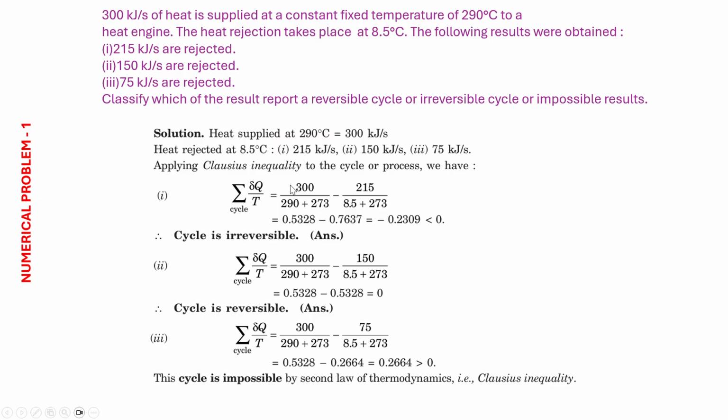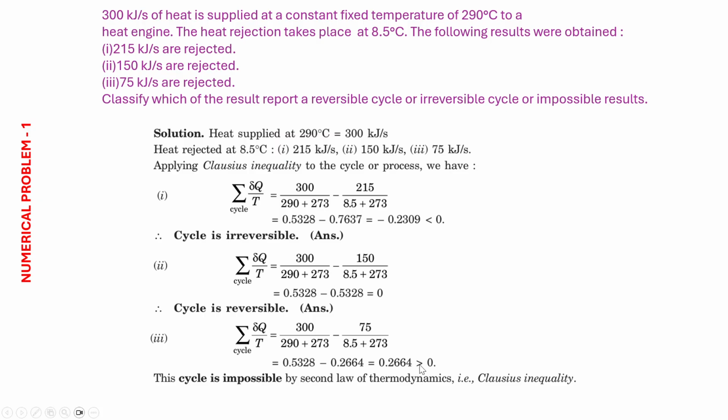Now we are going to keep this heat supplied terminology constant for case 2 as well as case 3. We are going to change the numerator of the heat rejection as given here, 150 and 75. As a means of which, in case of case 2 both are equal, then it becomes 0. From the previous slide itself, we know if Clausius inequality is equal to 0, then the process is a reversible process.